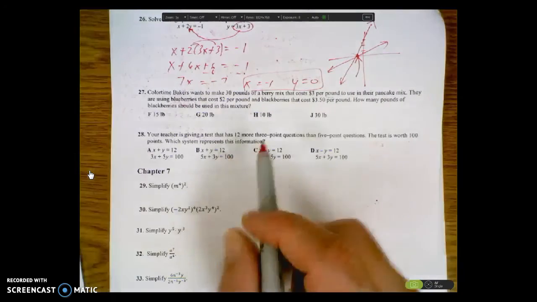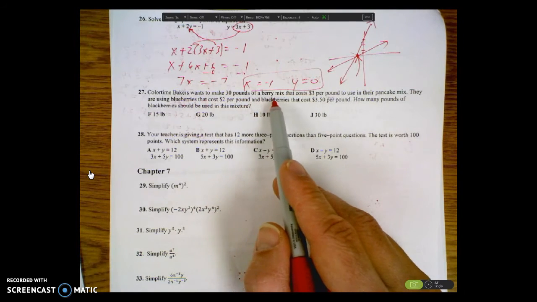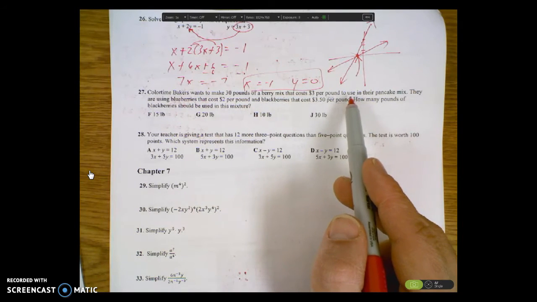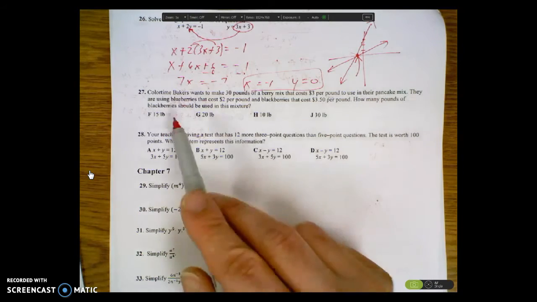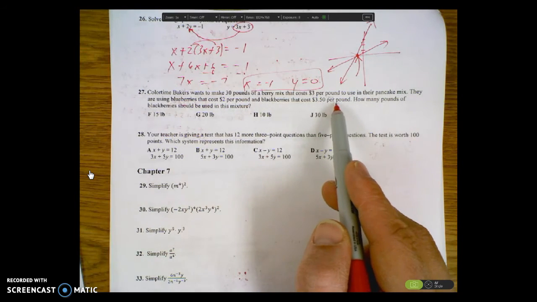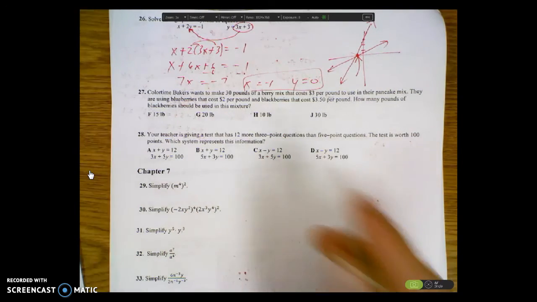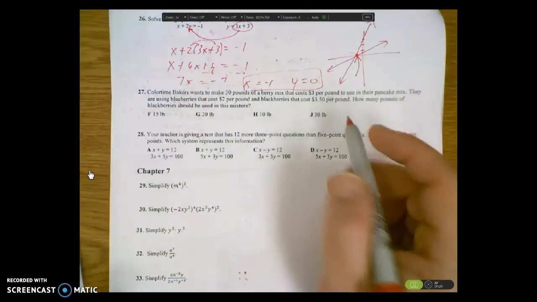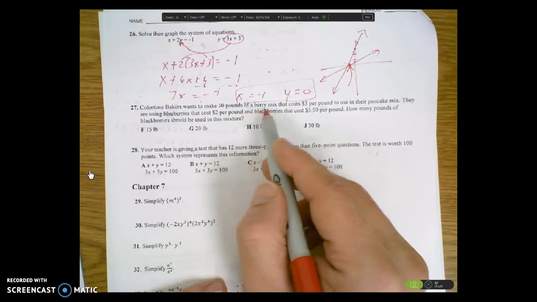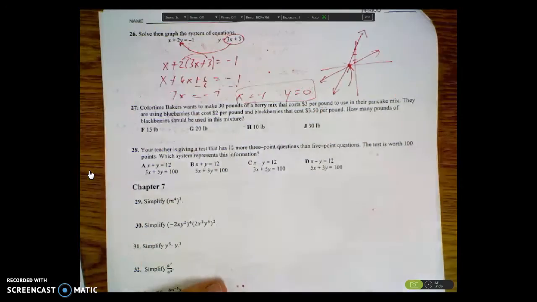So Color Time Bakers want to make 30 pounds of berry mix that costs $3 per pound to use in their pancake mix. They are using blueberries that cost $2 per pound and blackberries that cost $3.50 per pound. How many pounds of blackberries should be used in this mixture? So we're making 30 pounds of a berry mix that costs $3 per pound.